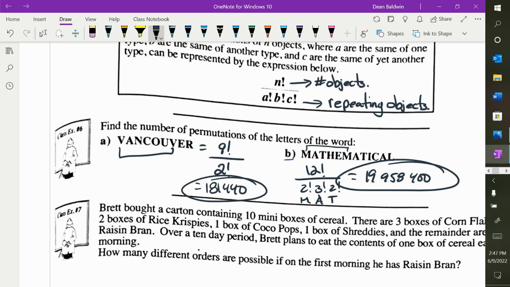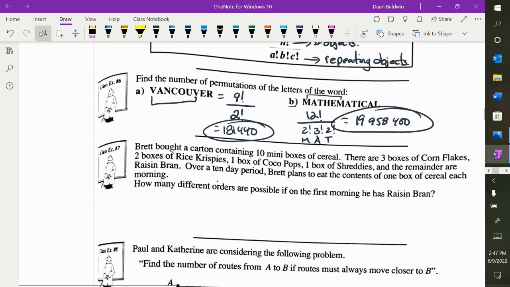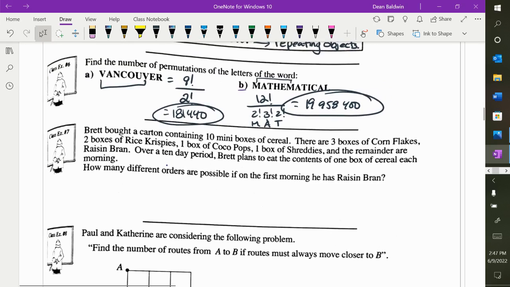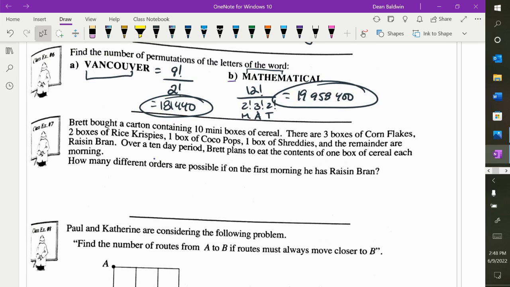I actually don't care about the number 19 million, but anybody ever eat those mini boxes of cereal? Yeah. Brett bought a carton of 10 of them. Good for him. Good taste. 3 boxes of cornflakes, 2 boxes of Rice Krispies, 1 box of Cocoa Pops, and 1 box of Shreddies, and the remainder were Raisin Bran.